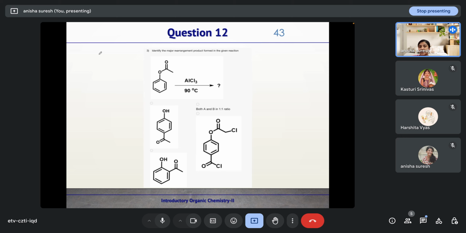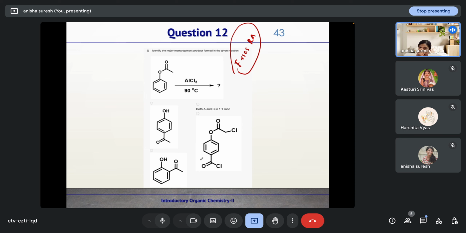Now coming to question number 12. Identify the major rearrangement product formed in the following reaction. So what is this rearrangement or reaction? Fries rearrangement. Yeah. So this is Fries rearrangement. So what is the major product that is formed here?